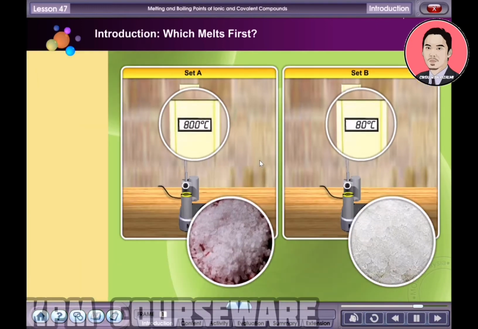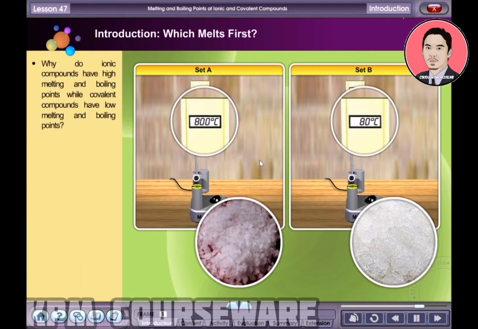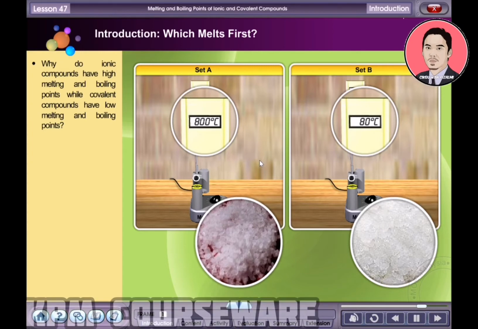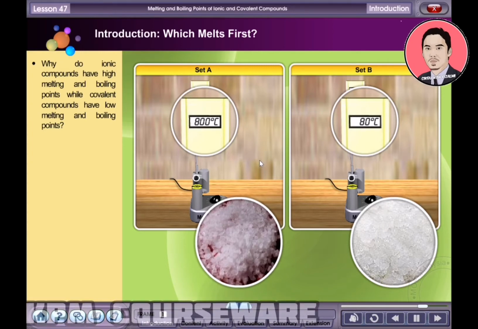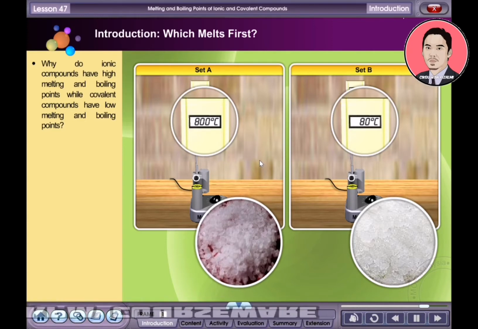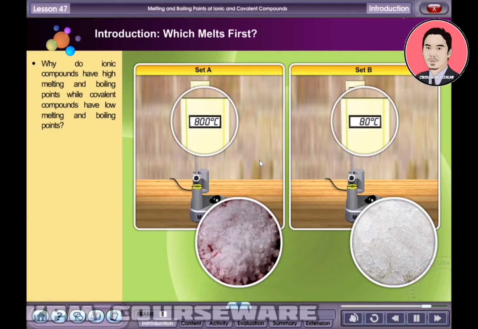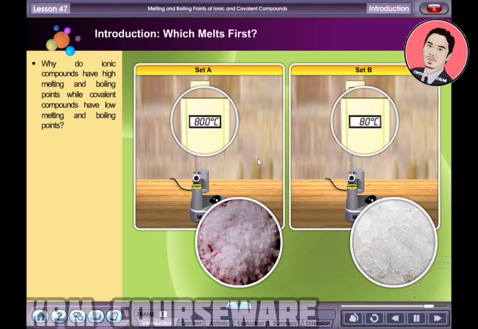Do you wonder why an ionic compound has high melting and boiling points? Or why a covalent compound has low melting and boiling points? Let's see the microscopic events when we heat these substances to their melting and boiling points.